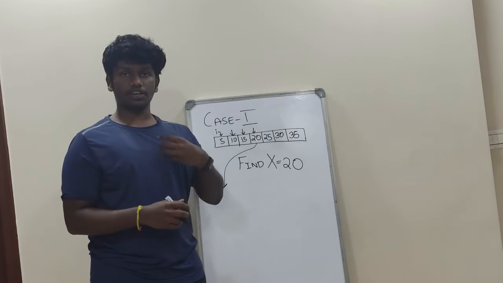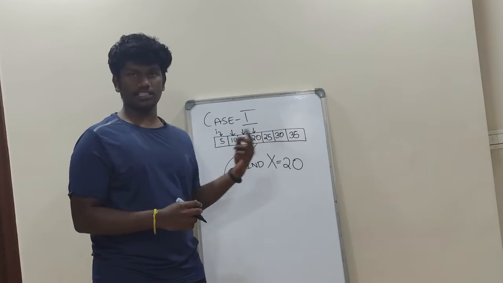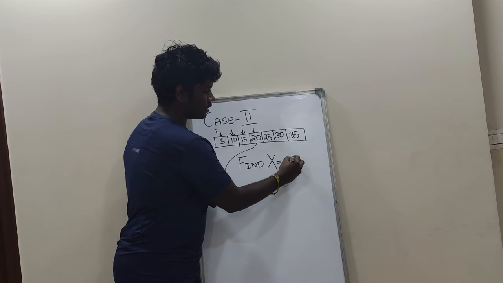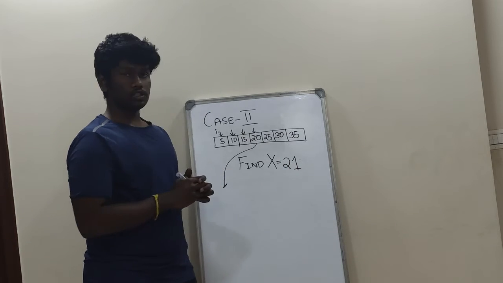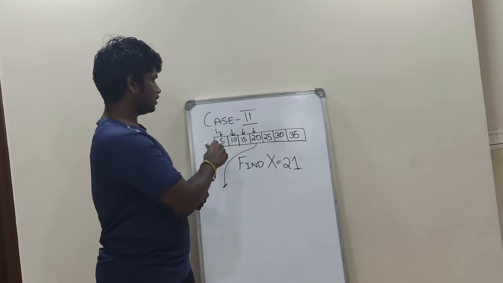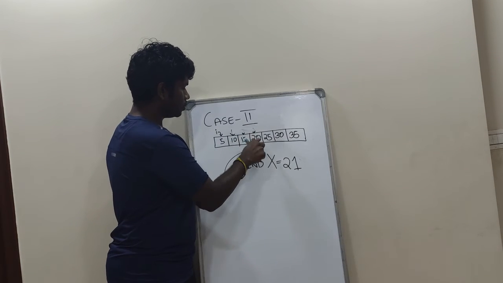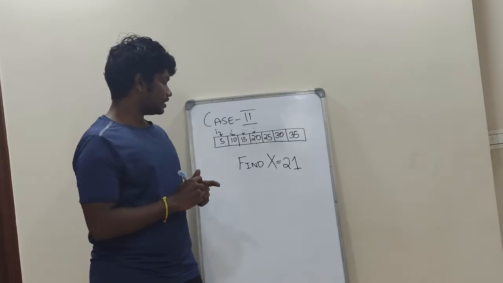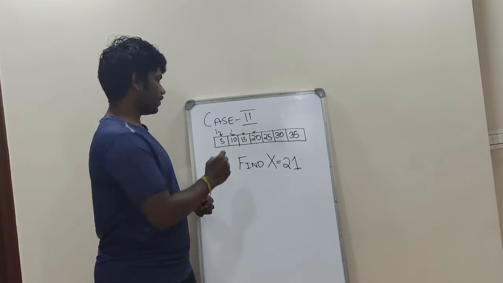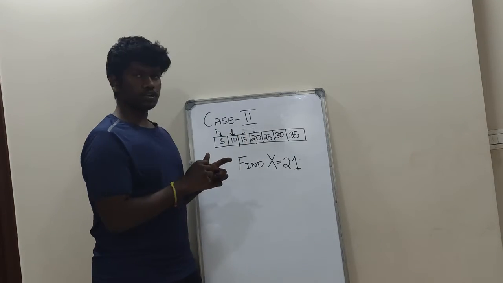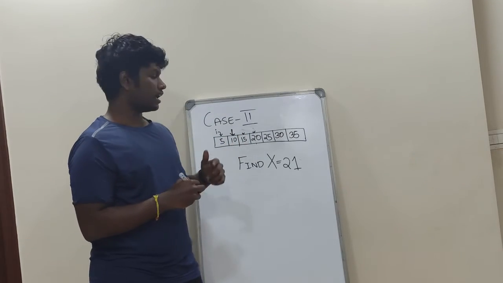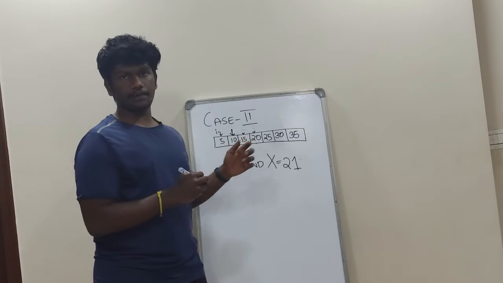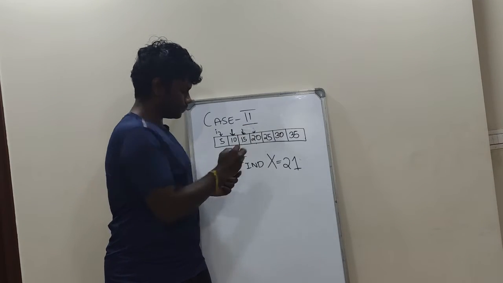Now what if the element which you are trying to find is not present in the list at all? That is case 2. In case 2, I'll try to find the element 21. So similar to case 1, first I'll initialize the incrementer to 0 so that it points to the first element. Since the first element is not equal to the element which I am trying to find, I'll increment I. So now I will point to 10. I'll check whether 10 is equal to 21. Since 10 is not equal to 21, I'll again increment I. Now it will point to 15.